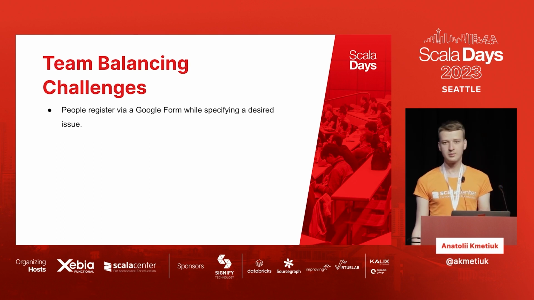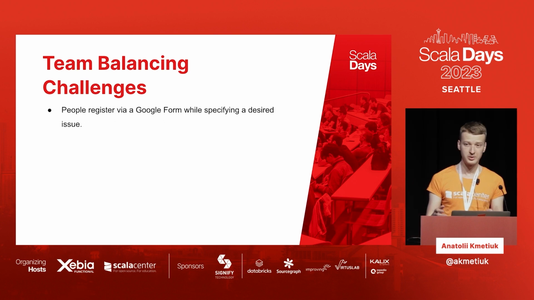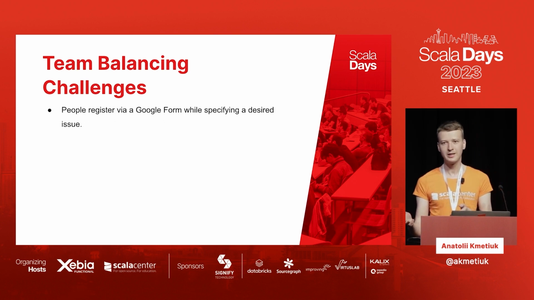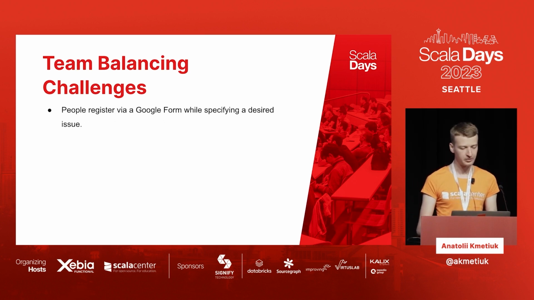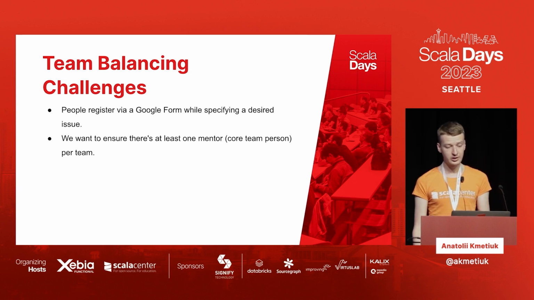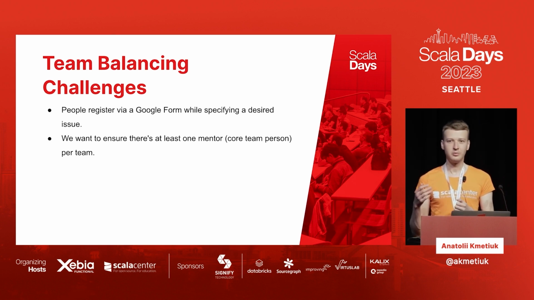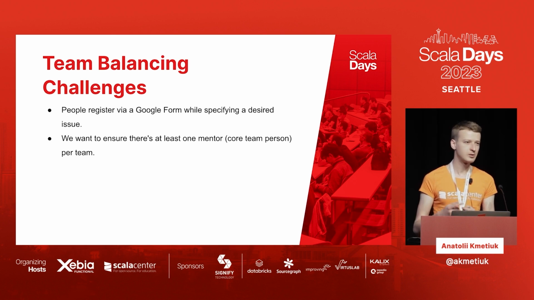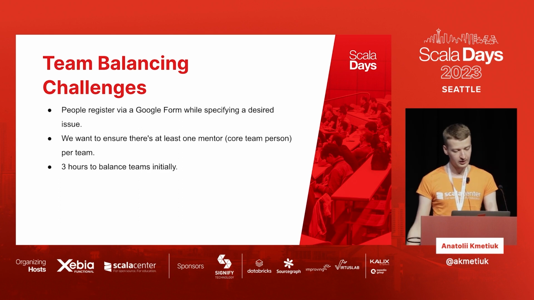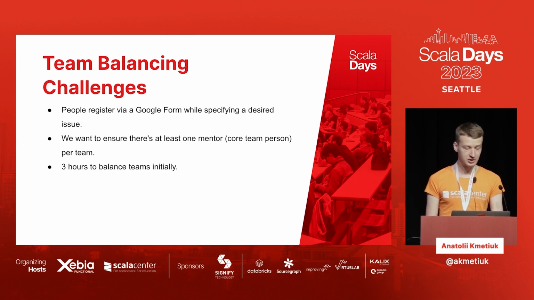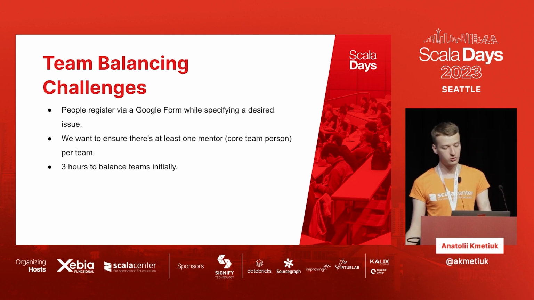Well, we started with the simplest solution, which is a Google form where people specify whether or not they come to the next spree and the issues they want to work on. The added challenge is that, to take into account that some people don't have much experience, we have a constraint that at least one experienced person must be per room to provide guidance to people. And this didn't work that well, because it took like 3 hours each spree to balance the teams, just to balance the teams.